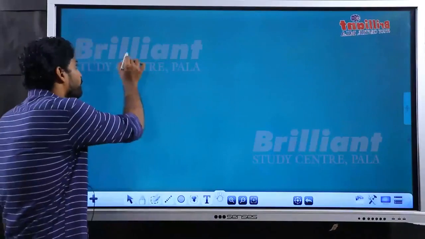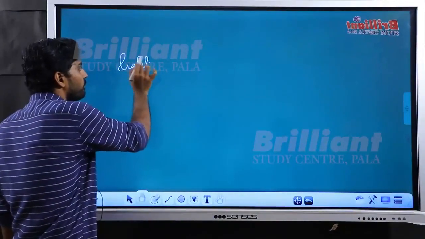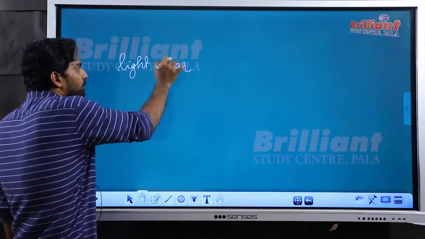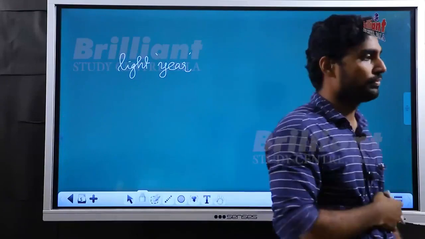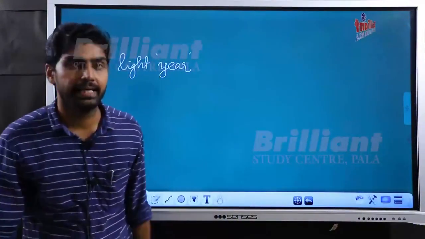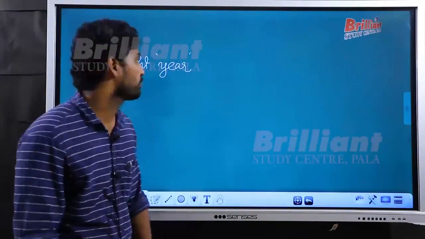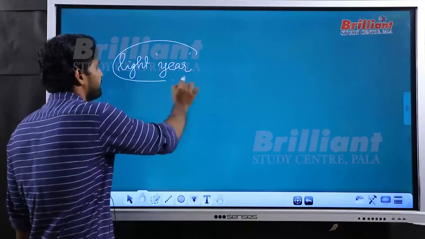You are all familiar with light year. We know that year is the unit of time, right? But light year is not the unit of time. Light year is a unit of distance. What does it mean by this light year?